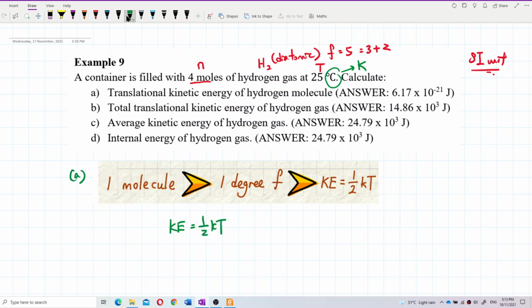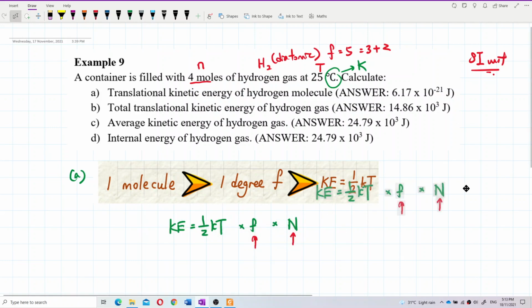Let's say I want to find kinetic energy for F degrees of freedom, more than 1 degree of freedom. You have F amount of degrees of freedom, and then you have more than 1 molecule, then you multiply N. Understand? So this is how we do it. We always check these two things: how many degrees of freedom is it, and how many molecules it involves.